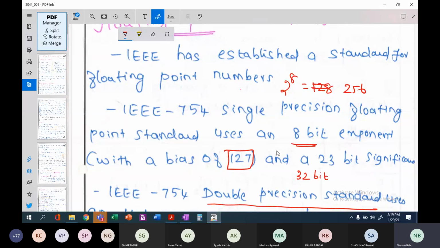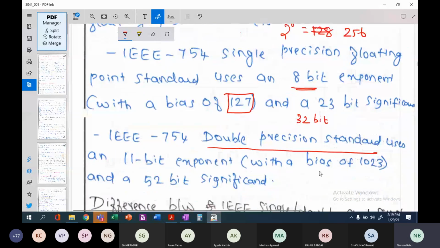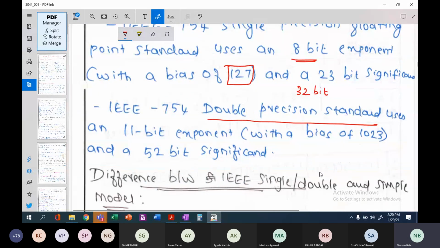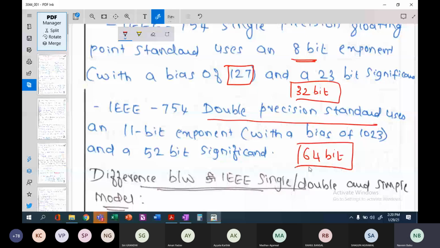Now, what is the double precision? As the name itself implies, there is a single precision value and a double precision value, which means the precision is going to be much larger. This one is a 64-bit representation, whereas the single precision is a 32-bit representation. The double precision standard is a 64-bit representation.